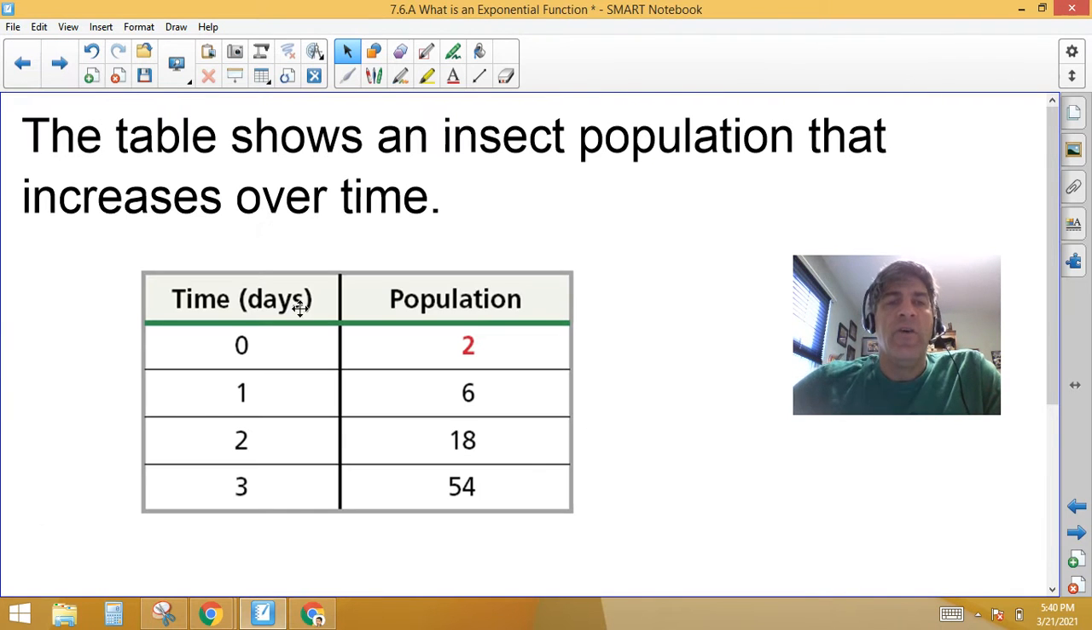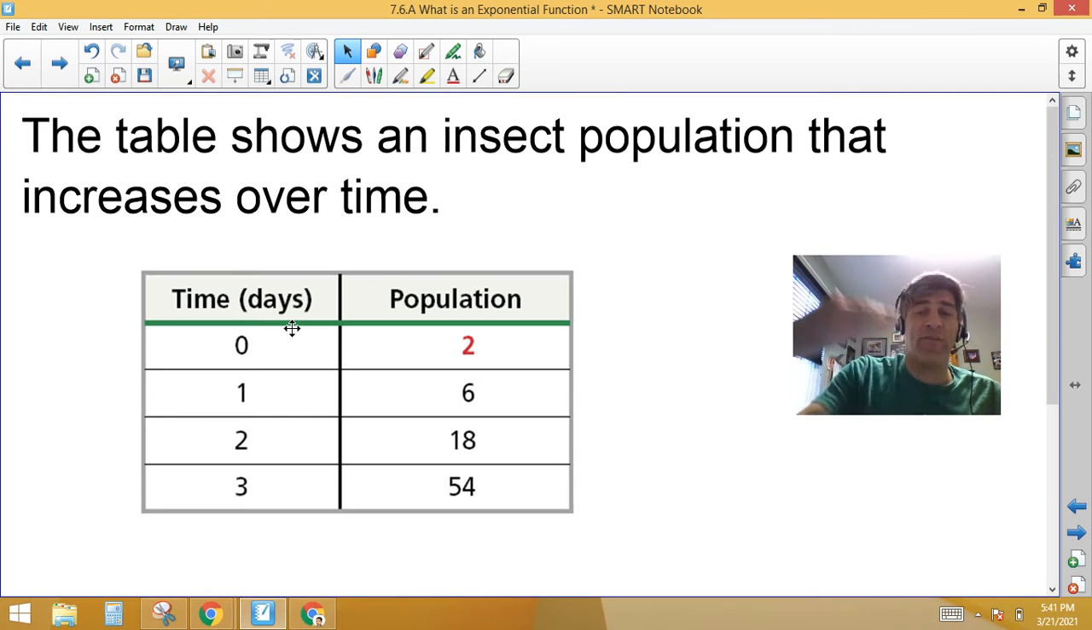Okay, so let's do some examples, some more in-depth information. This table shows an insect population that increases over time. At time 0, meaning the initial part of this, it was 2. At day 1, it was 6. At day 2, it jumped to 18. At day 3, it went to 54.